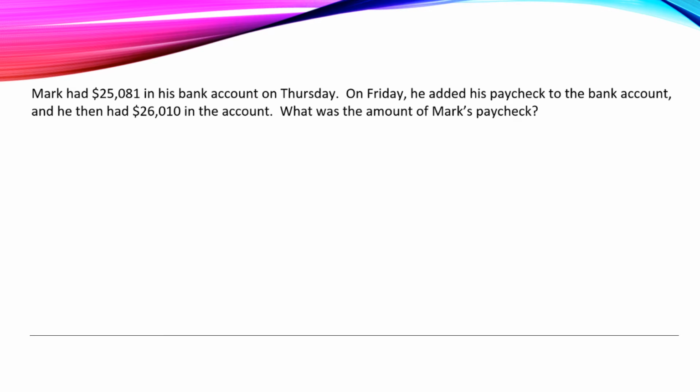Now let's practice with a word problem. When we do a word problem, we're going to underline the important information and circle the question so that we know what numbers we're using and making sure that we're answering the question that was asked. Mark had $25,081 in his bank account on Thursday. On Friday, he added his paycheck to the bank account, and he then had $26,010 in the account. What was the amount of Mark's paycheck?